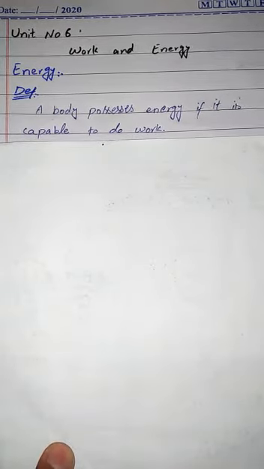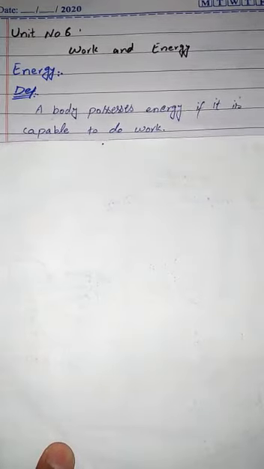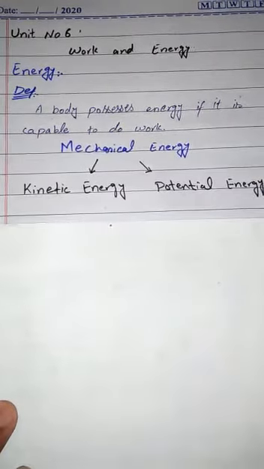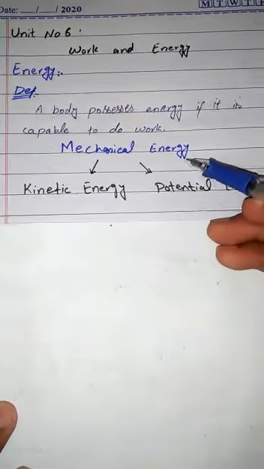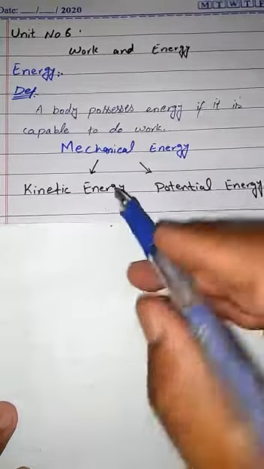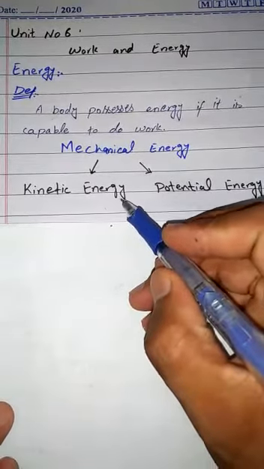The mechanical energy possessed by a body is of two types. One is kinetic energy and the other is potential energy. So mechanical energy has two types: kinetic energy and potential energy. Today we will discuss kinetic energy.